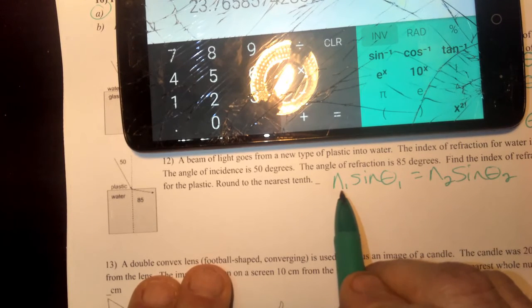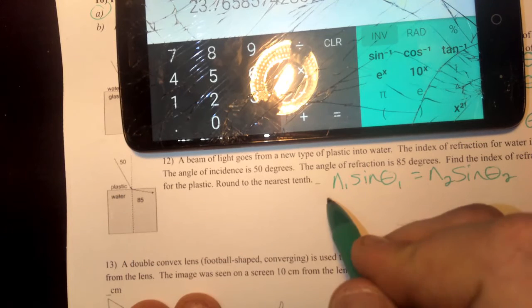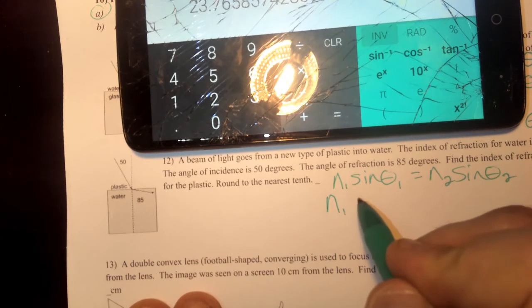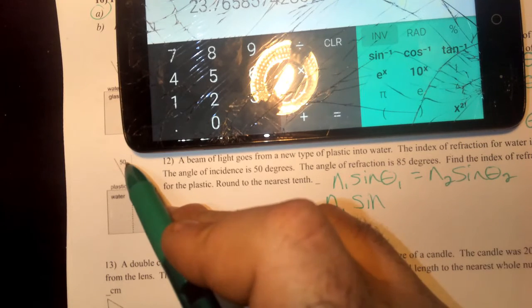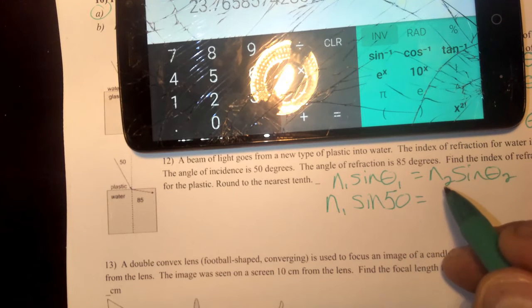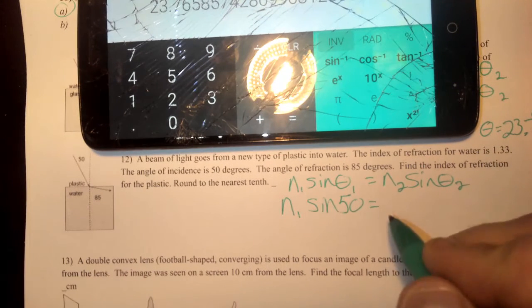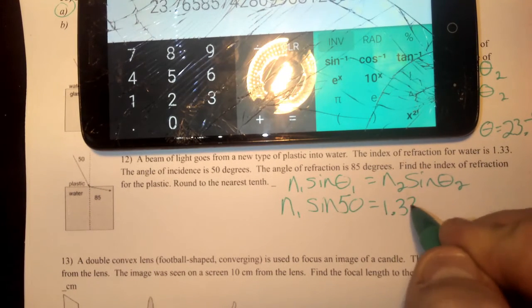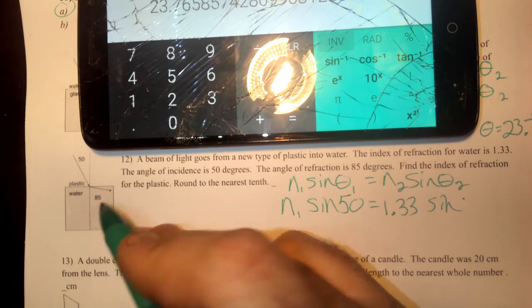The first material is shown over here to be the plastic. That's the index that we're trying to figure out, so it stays a letter. The angle over here is 50. The index of the second material is the index for water, and that's 1.33. And the second angle is shown to be 85.